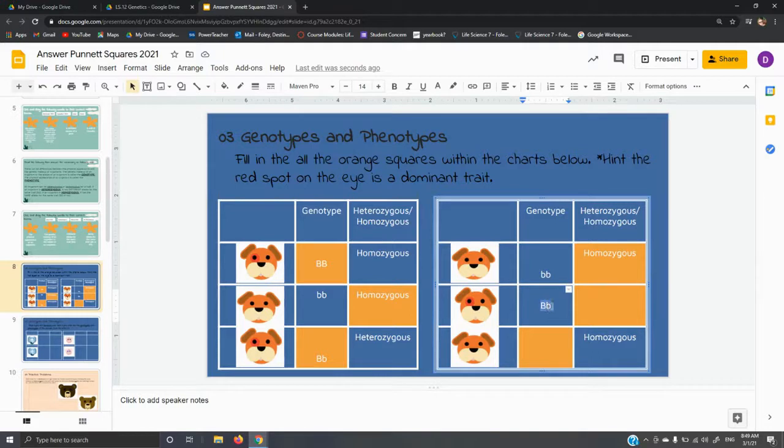Capital B, lowercase b, they're different. So which of these two words means different? Here, you don't have a spot. And the homo, remember, homozygous means same. So you're going to have 2 of the same alleles here.